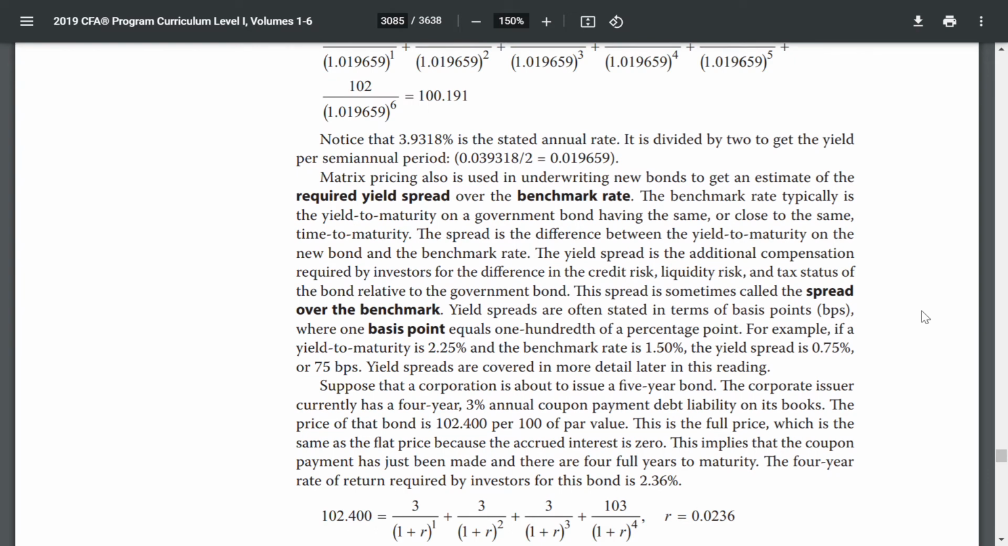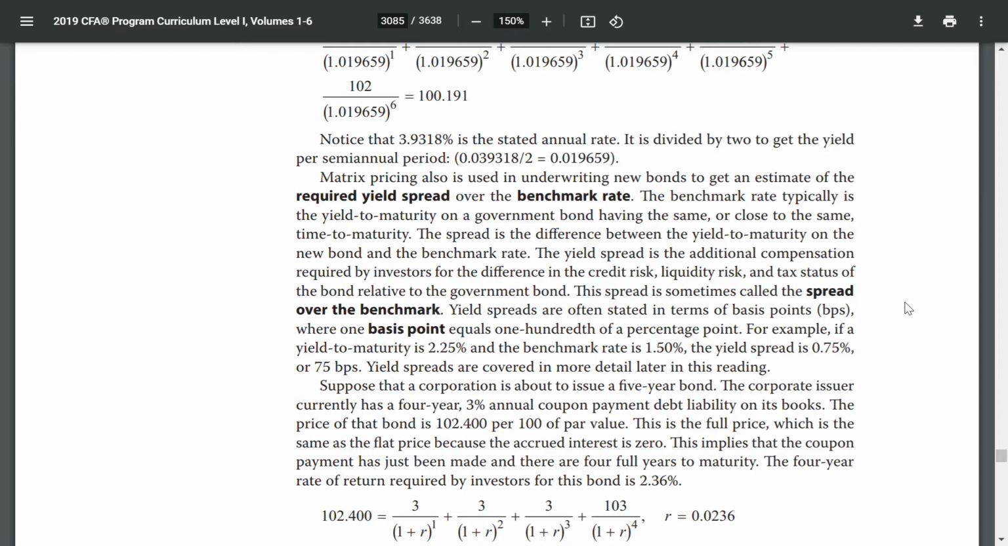Matrix pricing also is used in underwriting new bonds to get an estimate of the required yield spread over the benchmark rate. The benchmark rate typically is the yield to maturity on a government bond having the same or close to the same time to maturity. The spread is the difference between the yield to maturity on the new bond and the benchmark rate. The yield spread is the additional compensation required by investors for the difference in the credit rating, liquidity risk, and tax status of the bond relative to the government bond. This spread is sometimes called the spread over the benchmark.